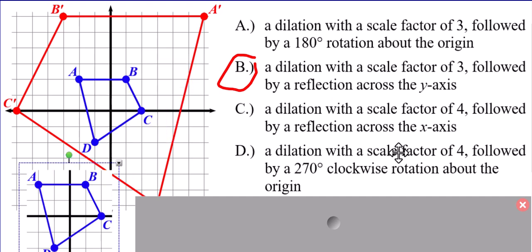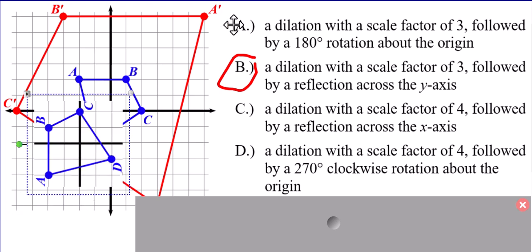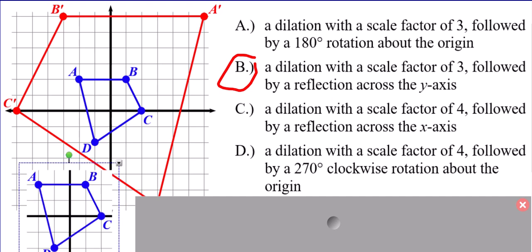And then finally, if I do a 270 degree clockwise rotation, let's see, it'll be the same as 90 degrees counterclockwise, it makes it look like this. And again, the orientation is not correct. So that alone, if you focus on orientation, can help you eliminate choices A, C, and D.